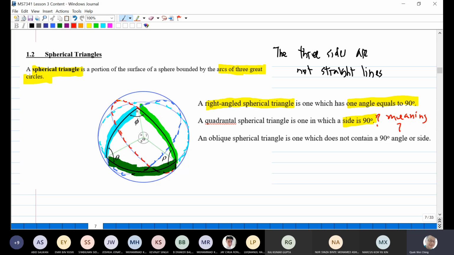And then the oblique spherical triangle. If you don't have any 90 degrees inside a triangle, or side here, it is oblique. Oblique means there is no 90 degree there. Okay, so this is some introduction here.